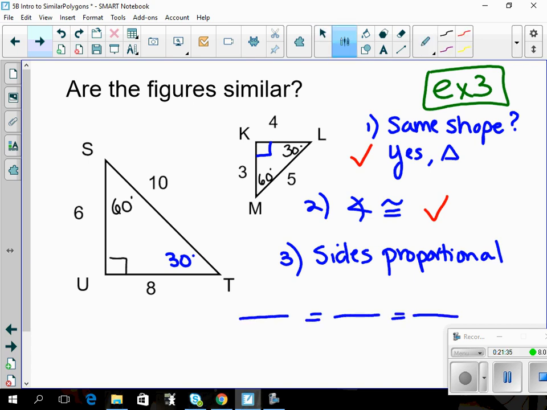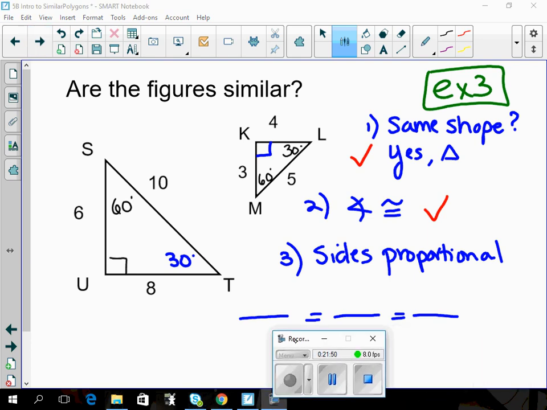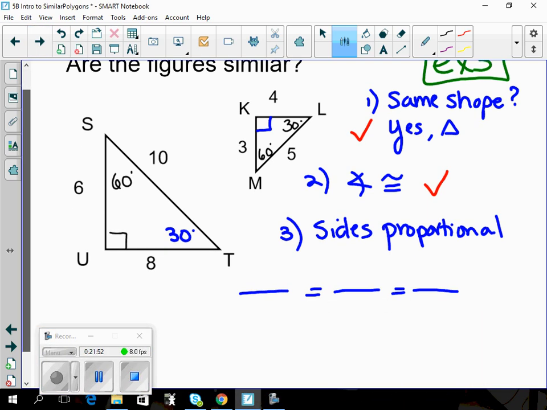This time we're going to put numbers in it rather than letters so we can check to make sure they have the same ratio. Put your hand down for just 1 second, and let everyone catch up. Are the sides proportional? So what you're going to do is put the smallest corresponding sides over each other, the middle ones over each other, and then the large ones over each other.